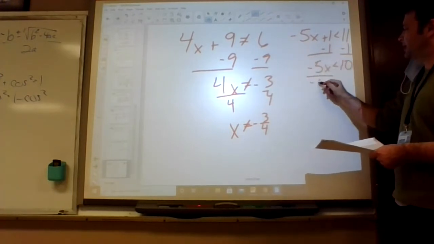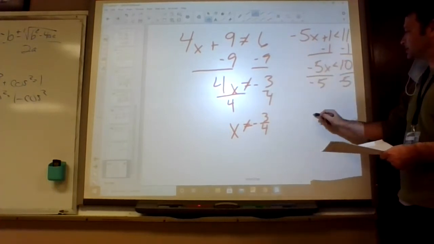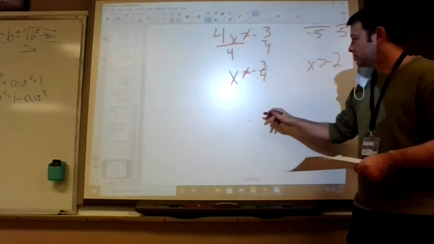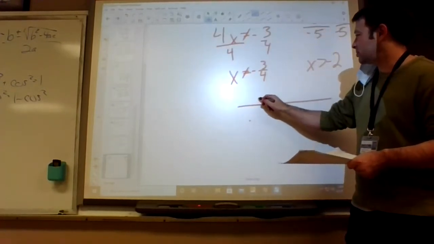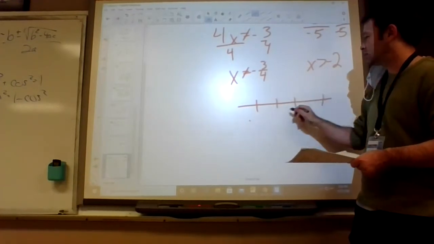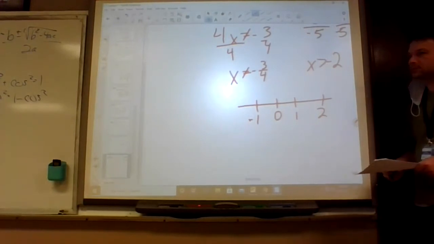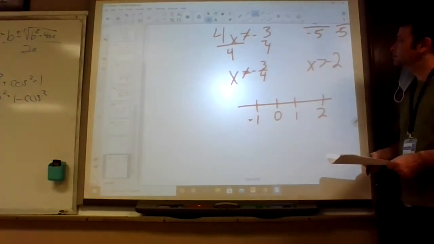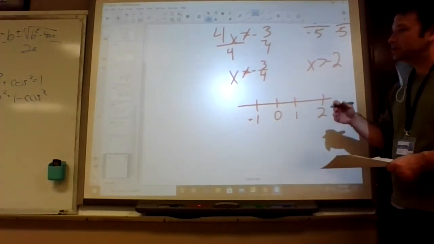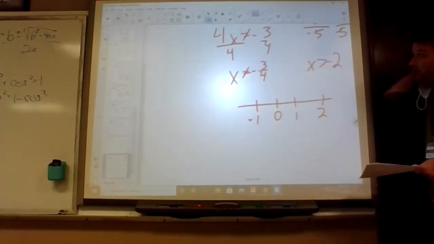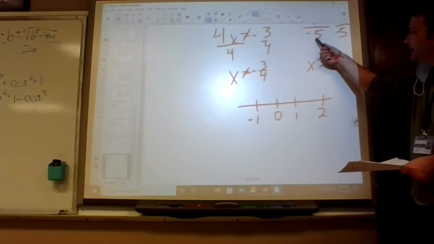Remember when you divide by a negative, what happens? The sign switches. But it won't switch if you divide by a positive, like negative 10 divided by 5. If you divide by a positive, it doesn't matter if the number is negative or not. It won't switch. If you divide by a negative, then it switches.